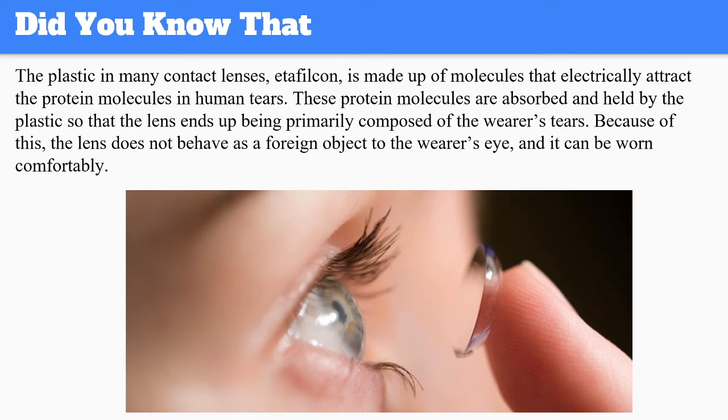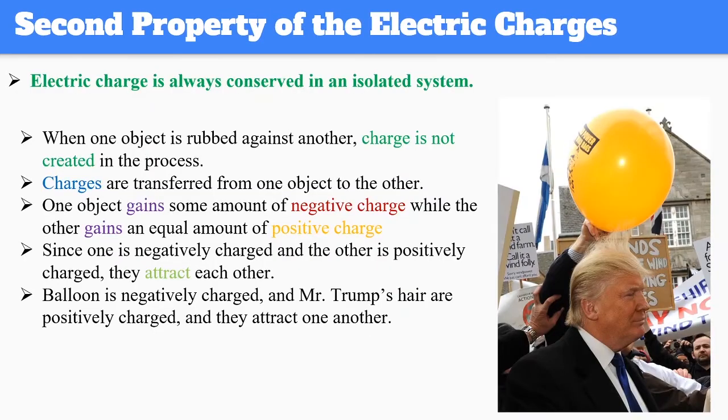And another extra piece of information: contact lenses are basically using this electric force between your lens and your tears, basically connecting electrically. So positive and negative basically attract each other.